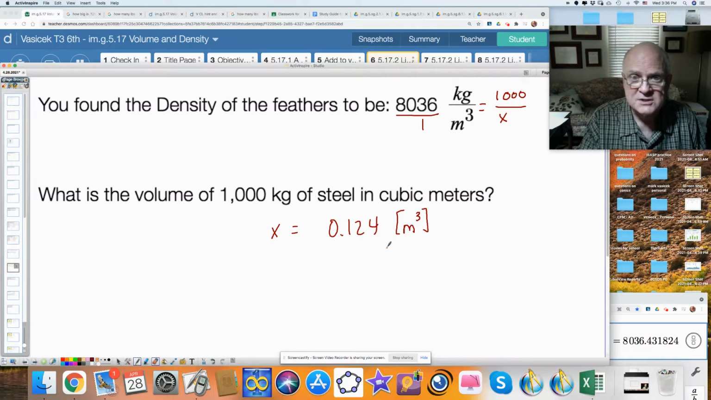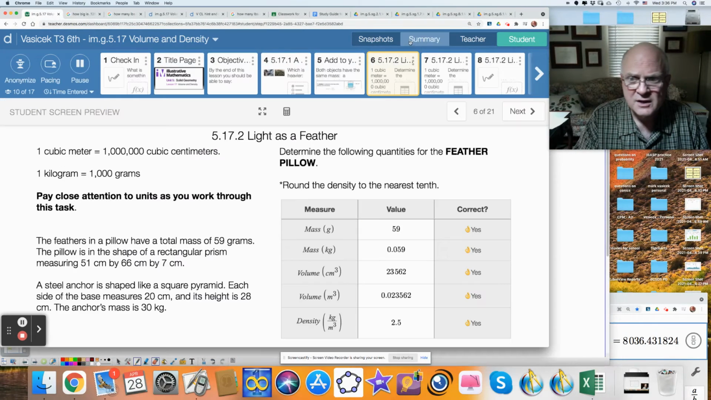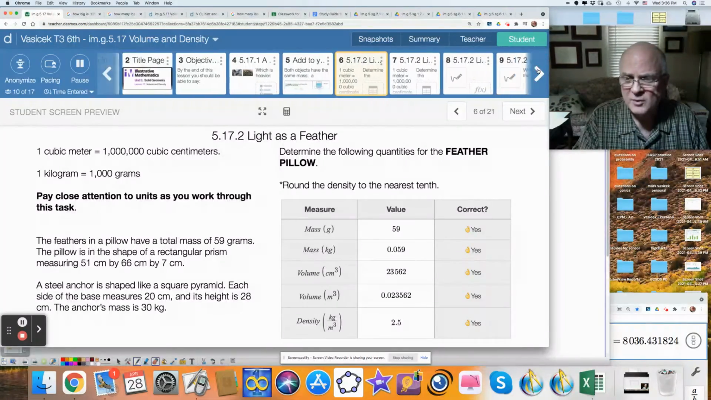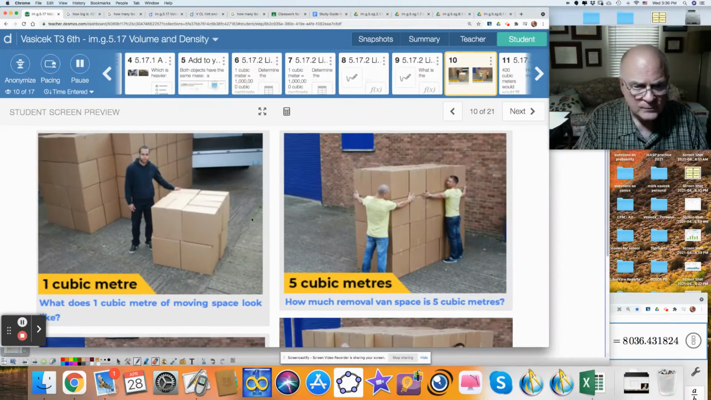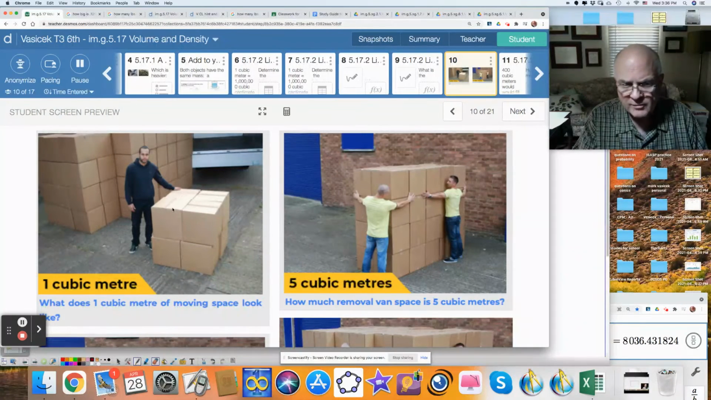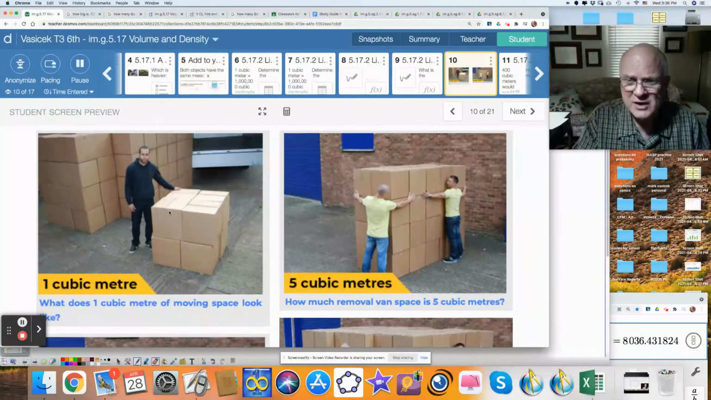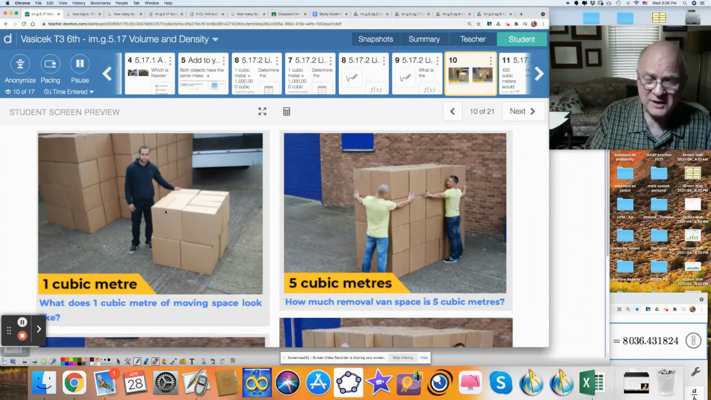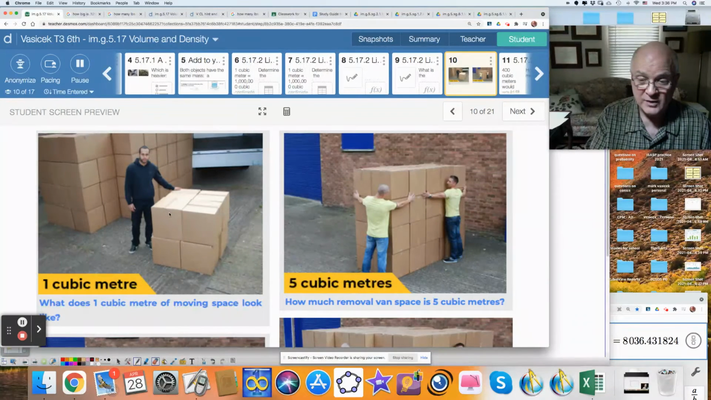Let's look at what this is for a picture of this. I actually have a picture of this in my Desmos. Here's what 1 cubic meter looks like. So if you take one of these boxes, this is 1/8, this is about 0.125 instead of 0.124. That's about what 1,000 kilograms of steel would look like. 1,000 kilograms is like 2,000 pounds. There's no way I could lift that. It could fit in the truck. Hopefully I got big tires on the truck that hold that kind of weight.